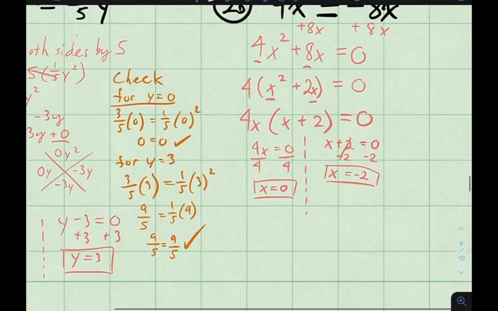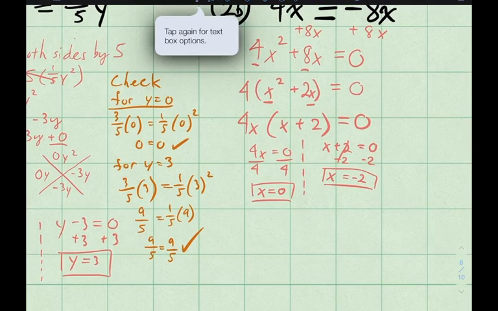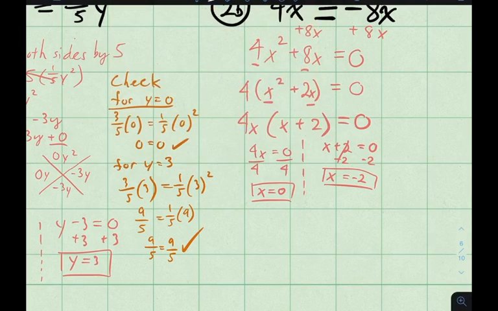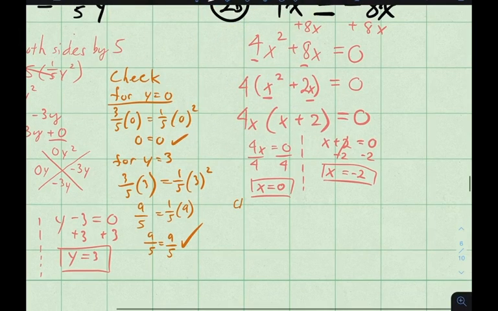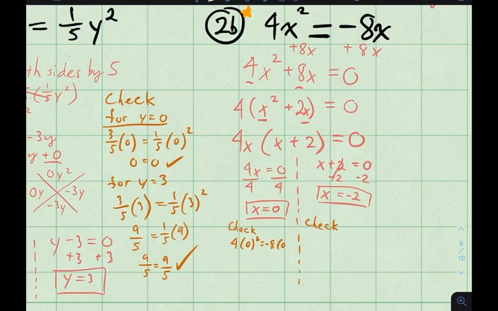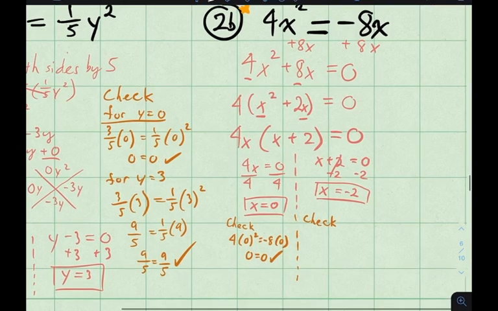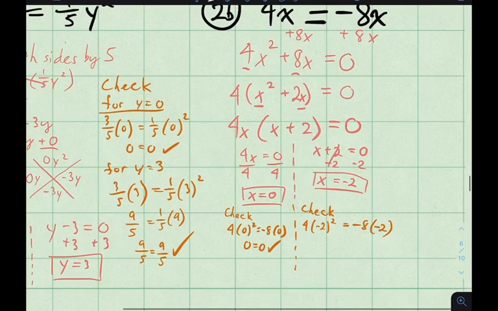And we can check using the original problem. Four times 0 squared equals -8 times 0. 0 equals 0. Nice. 4 times -2 squared must equal -8 times -2. -2 squared is 4. -8 times -2 is +16, which is true.